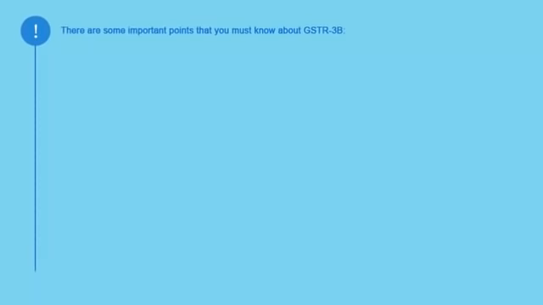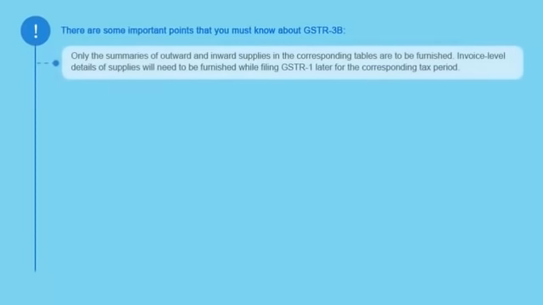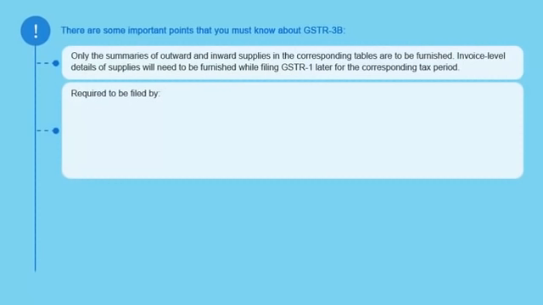There are some important points that you must know about GSTR3B. In Form GSTR3B, only the summaries of outward and inward supplies in the corresponding tables are to be furnished. Invoice level details of supplies will need to be furnished while filing GSTR1 later for the corresponding tax period. GSTR3B is filed by normal taxpayers as well as casual taxpayers.